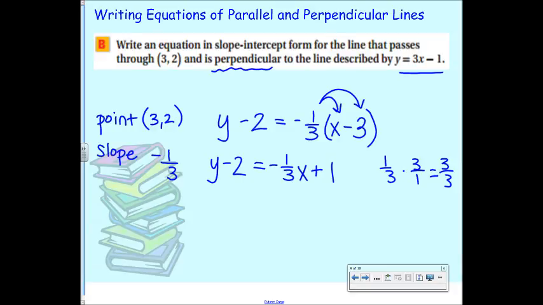So I end up with y equals negative 1/3 x plus 3. Perfect. So there's a lot of steps, but all the actual math should be relatively simple. All right, Gabe, did you have a question?